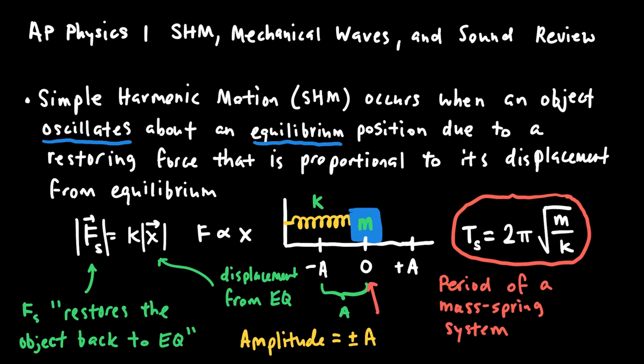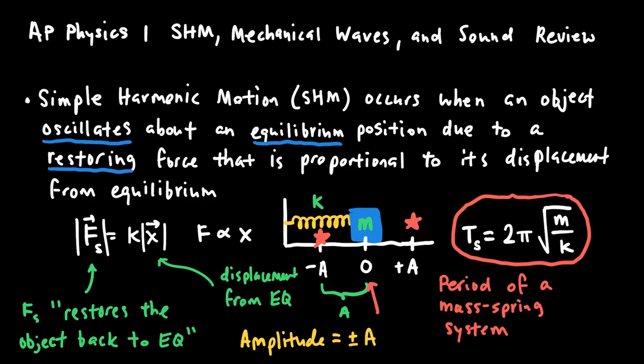And in order to cause the object to oscillate back and forth, there needs to be a restoring force. And the reason why we call this force a restoring force is because it always points toward the equilibrium position. So for example, in my mass spring system, when the mass is at the positive amplitude plus A, the spring is stretched, and therefore the spring force pulls on the mass back toward the equilibrium position to the left. And when the mass is on the left-hand side, at the negative amplitude, the spring is compressed, which would be pushing on the mass to the right.